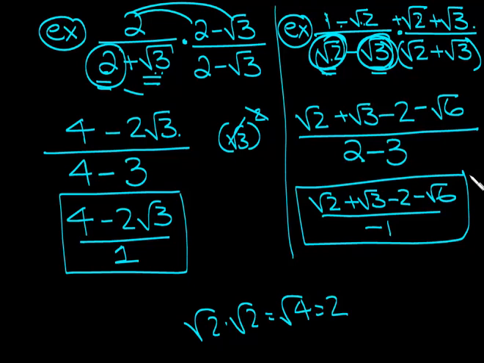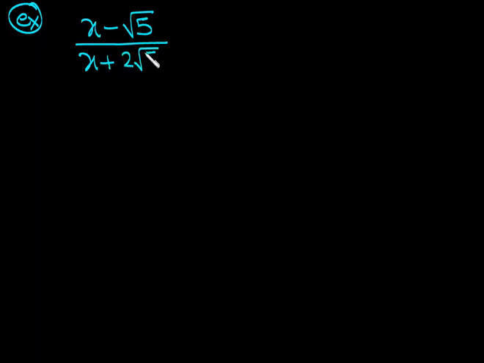Okay. Alright, let me just do one last example with some variables and rationalizing. It's the same idea though, so it doesn't change any. Okay. So let's say I have x minus square root of 3, let's use something different from what we've been using, divided by x plus 2 square root of 5.